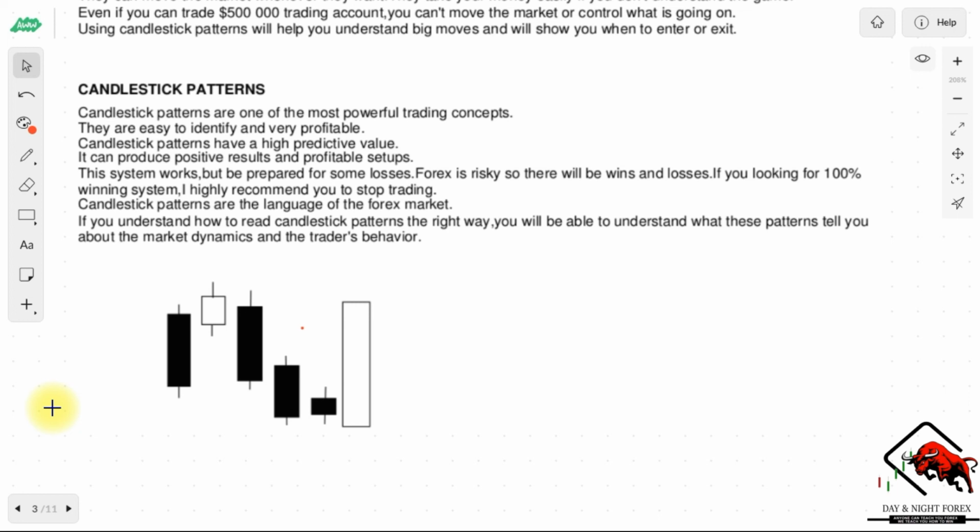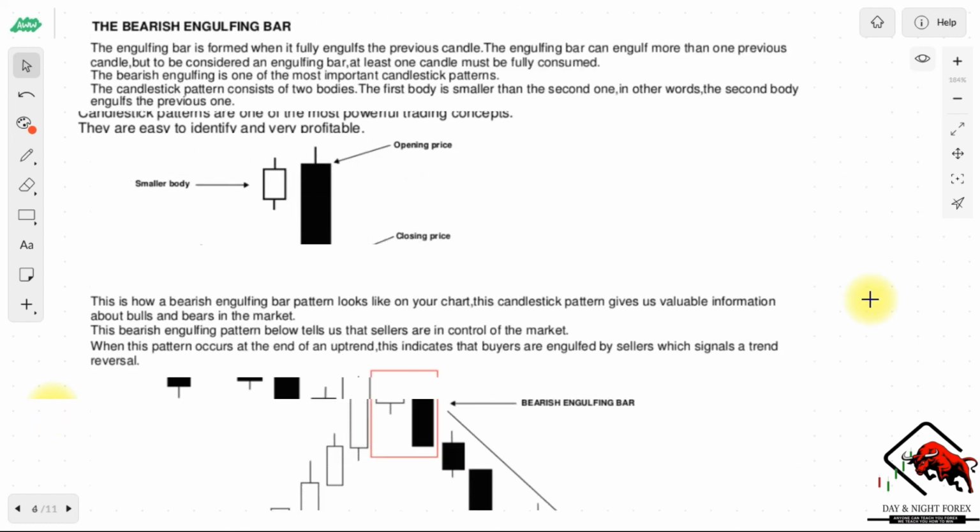But anyways, if you understand how to read candlestick patterns the right way, you will be able to understand what these patterns tell you about the market dynamics and the traders' behavior. So we're going to jump into our first candlestick pattern, which is going to be the bearish engulfing bar.